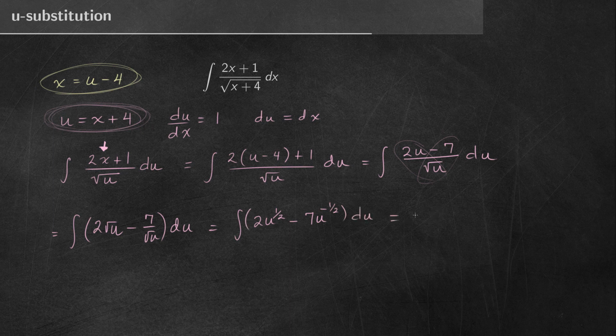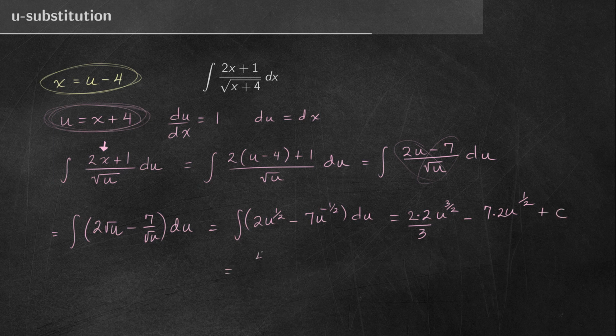Let's use our power rule where we add 1 to the exponent. So 2u to the 3/2 divided by 3/2 is the same as multiplying by 2/3, minus 7u to the negative 1/2 plus 1, which is a positive 1/2. And then I have to divide by 1/2, which is the same as multiplying by 2, plus c.